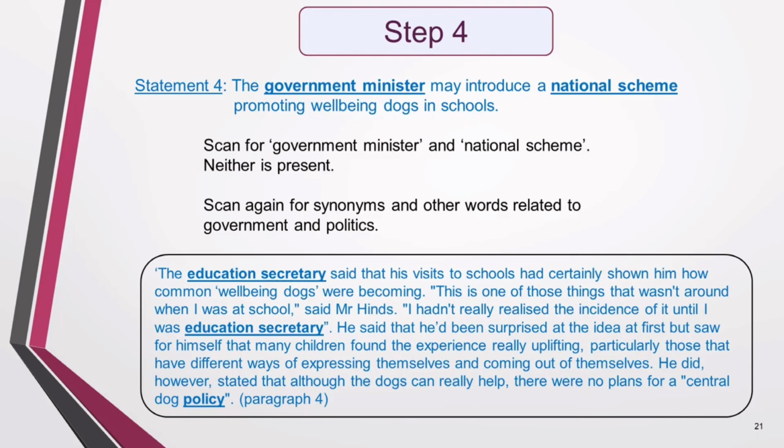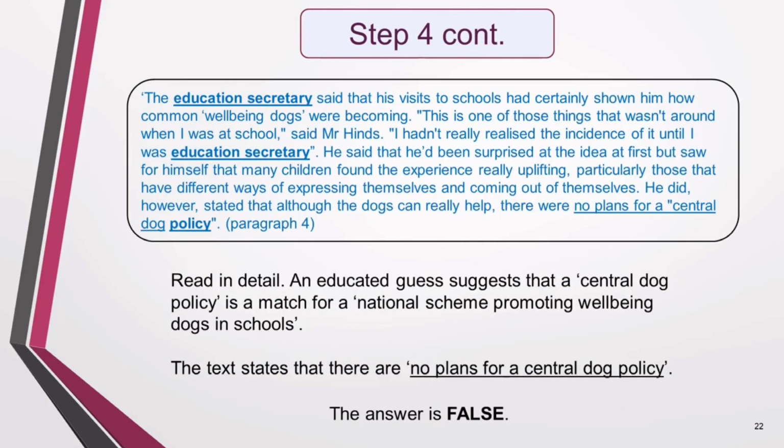sentence I also spot the word policy. It doesn't matter if I don't understand what this word means. All that matters is that I can work out from the context of the sentence that this word is probably relevant and indicates where the answer is located. I make an educated guess that a central dog policy is a match for a national scheme for promoting well-being dogs in schools, and I reread the sentence to find my answer. The sentence states that there are no plans for a central dog policy, so the answer is false.